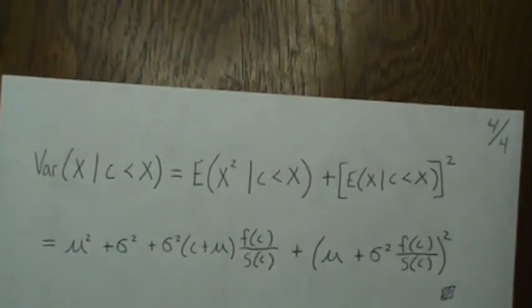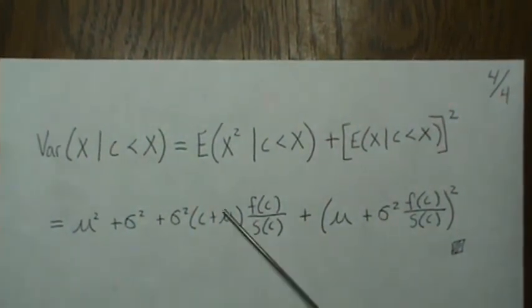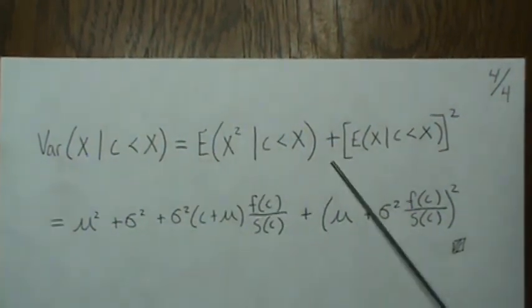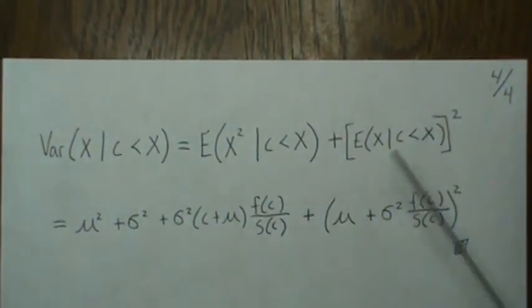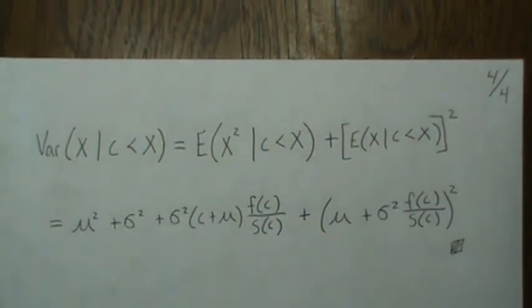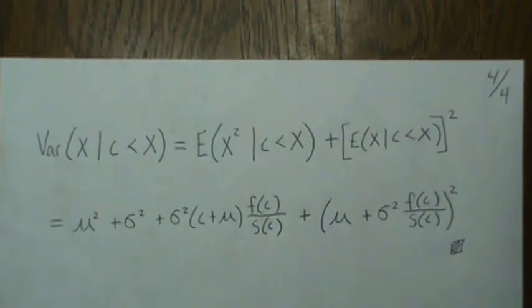And the variance is literally just the expected value of x squared minus the expected value of x quantity squared. Plug in the values, and then you get this. And I'm not going to try to simplify it because I don't really need it for the EM algorithm, linear regression with right censored data, so I'm not going to do it here.